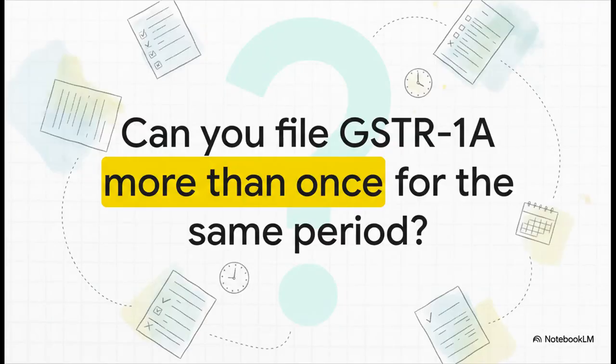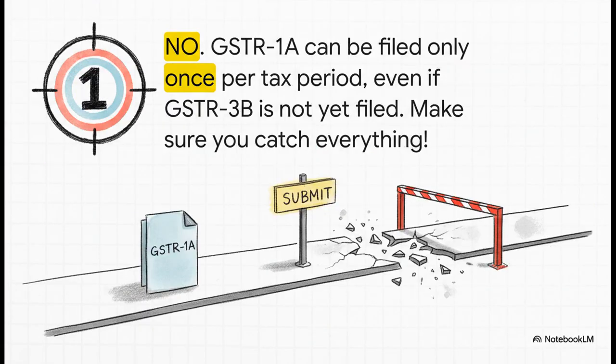So what if you file your GSTR-1A and then you find another mistake? As long as your GSTR-3B isn't filed yet, can you go back in and file a second GSTR-1A? Careful here. You only get one shot. For any single tax period, you can only file GSTR-1A once. So before you hit that submit button, please double and triple check that you've caught everything, because there's no going back for a second try.